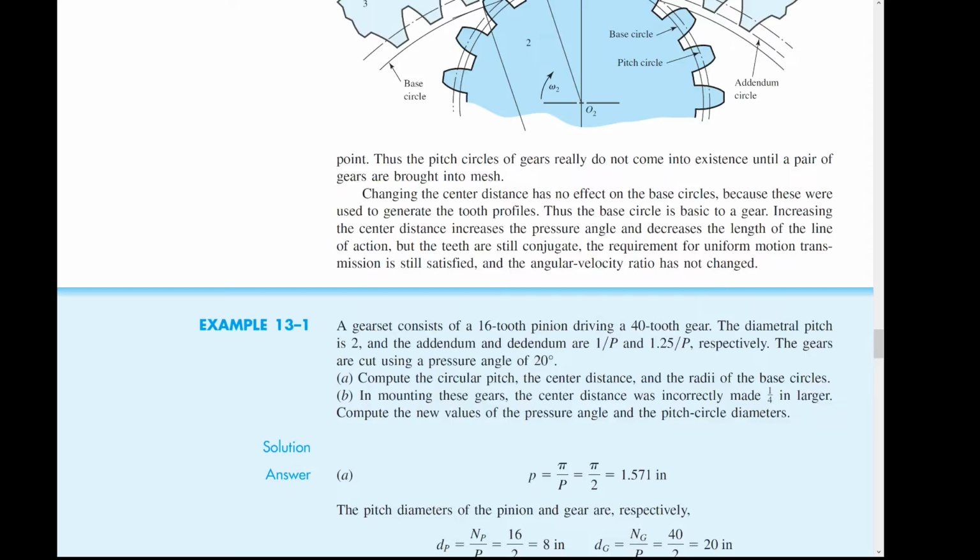Increasing the center distance increases the pressure angle and decreases the length of the line of action, but the teeth are still conjugate. The requirement for uniform motion transmission is still satisfied. Interesting. I don't know what they mean, but it sounds very important. It sounds like it's very useful. And the angular velocity ratio has not changed.